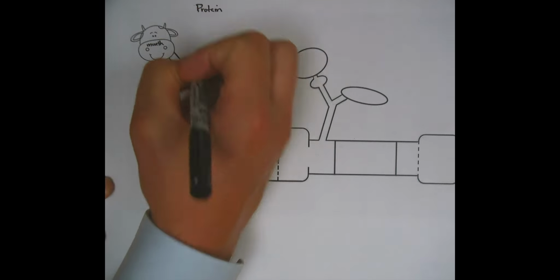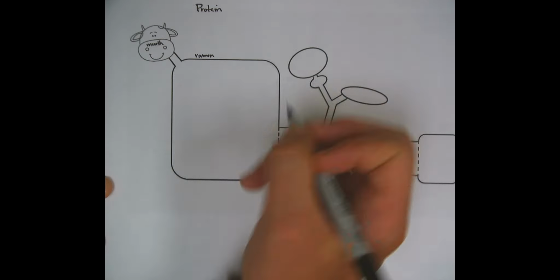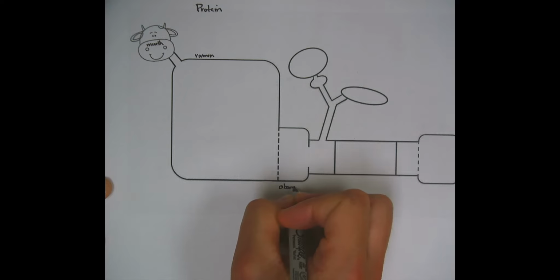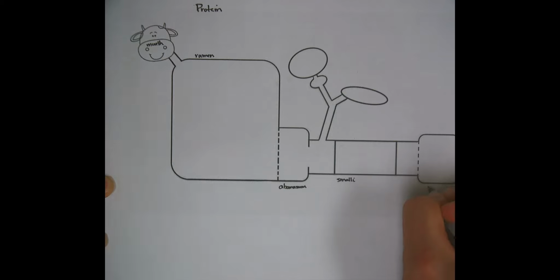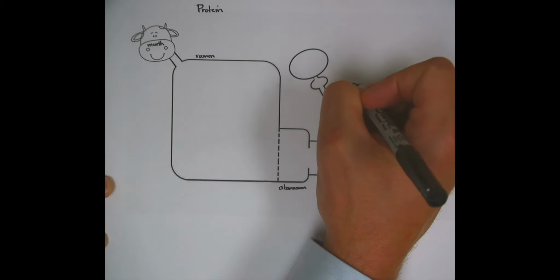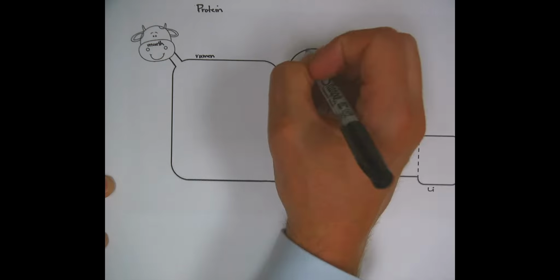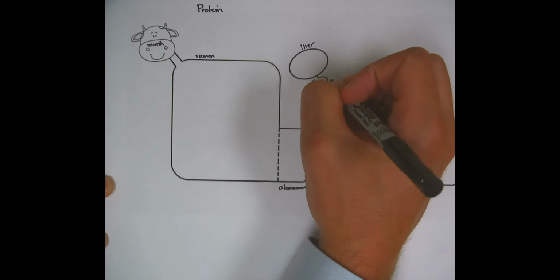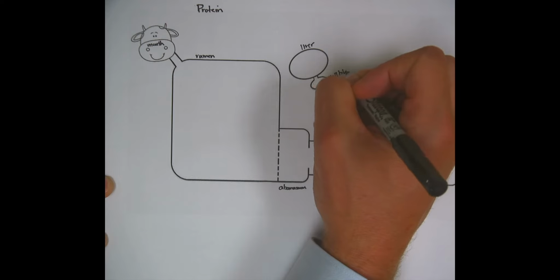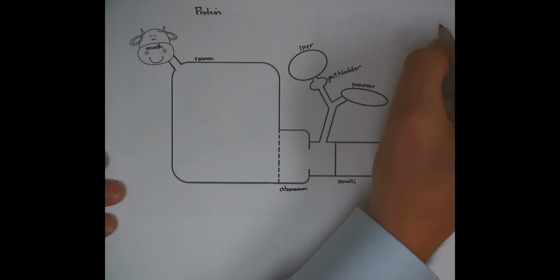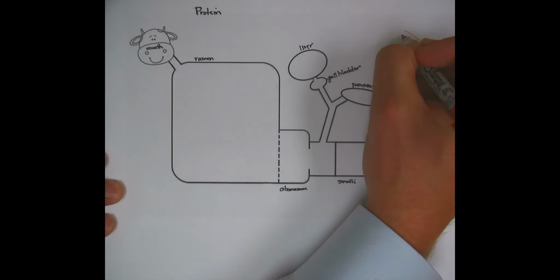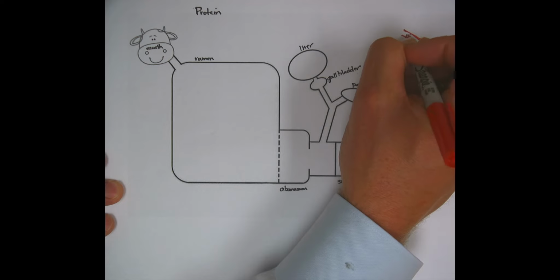We have the mouth, the rumen, the abomasum, the small intestine, the large intestine, the pancreas, the liver, and the gallbladder. Okay, we're going to add another new tissue type, and that's going to be our slowly dying red marker will be muscle.